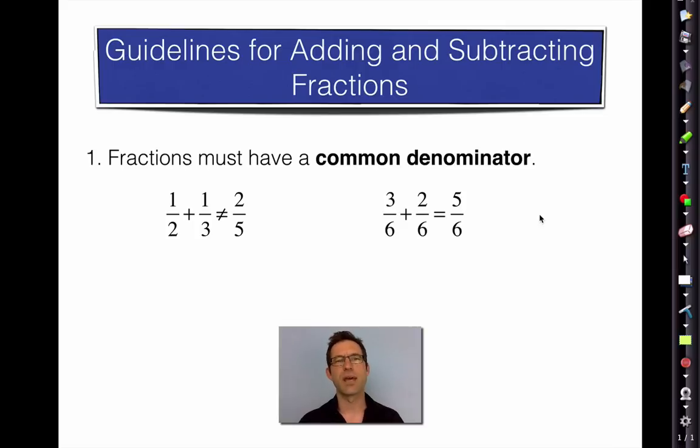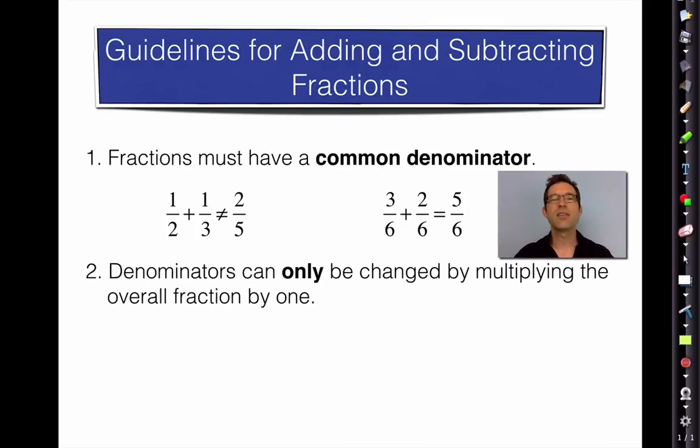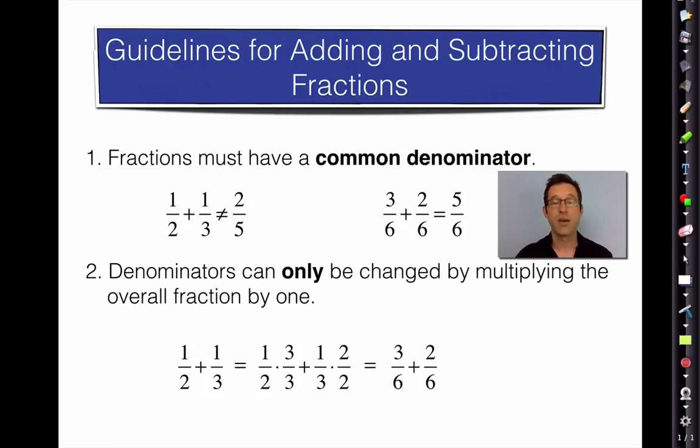The second thing that you have to understand about adding and subtracting fractions is that denominators can only be changed by multiplying the overall fraction by 1, by multiplying by the number 1. So in other words, if I've got 1/2 plus 1/3 and they don't have a common denominator, then I've got to change that into something that's equal to it. Well, I take 1/2 and I multiply by 3 divided by 3. That's the number 1. Then I take 1/3 and I multiply it by 2 divided by 2, because that's also the number 1. And because I know how to multiply fractions, I can then change that first fraction into 3/6, change the second fraction into 2/6, and now I can add them because they have a common denominator.